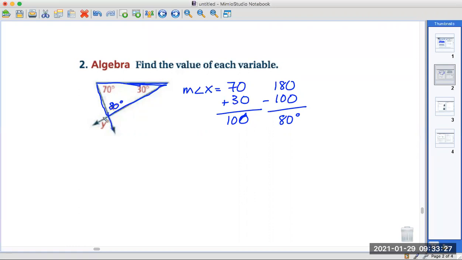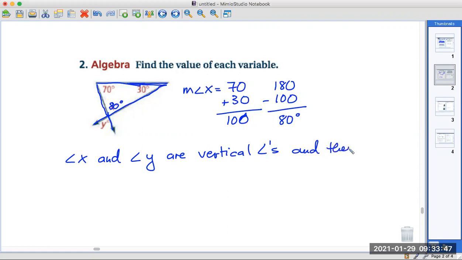But now I have to find y. Well, what's with these two angles? Angle x and angle y are what's called vertical angles. And we have learned that these two angles are equal or congruent. And the symbol for congruent is this. So x and y, when two lines cross, the opposites are always equal. So measure angle y is also 80 degrees. And I can put that here. Okay.